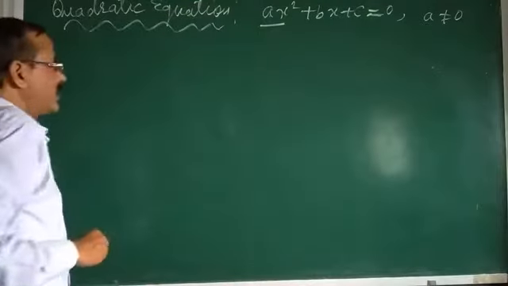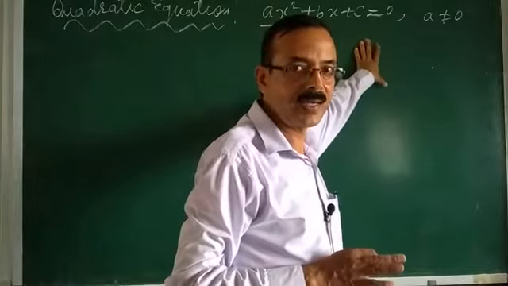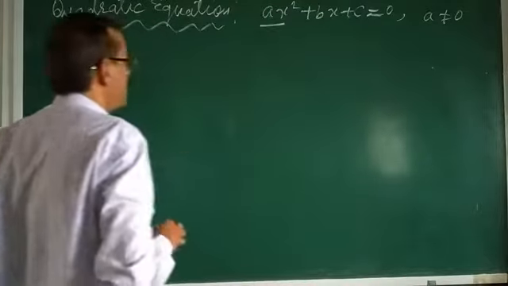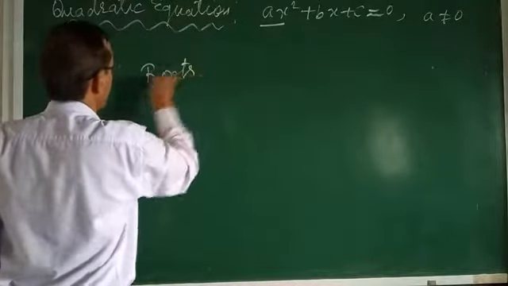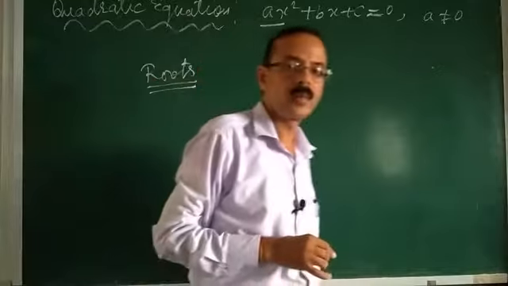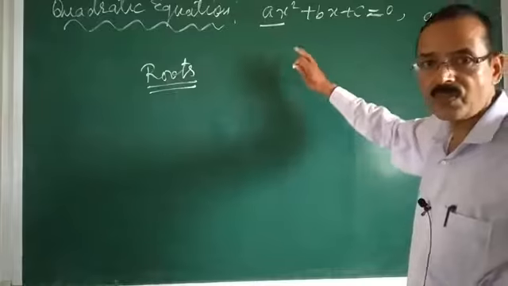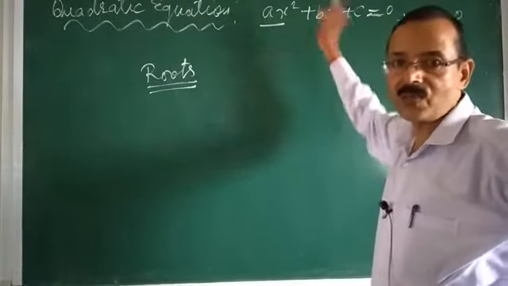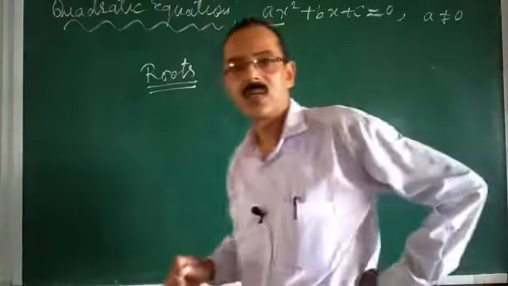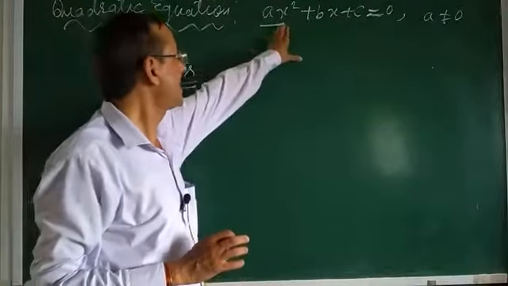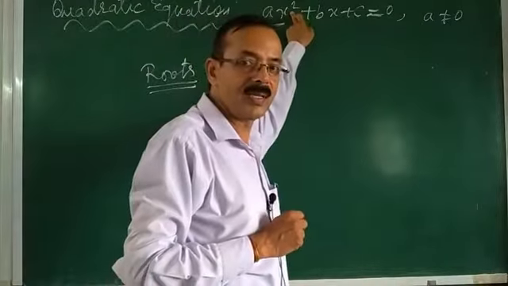Now, as you studied in previous class about this, no need to derive in this class, that you know that there will be two roots. So what are the roots? Roots are the values of the equation which will satisfy the equation, that is, the value of x which will satisfy the equation. How many roots will we get here? There will be 2 roots. Why? Because the power, the degree, is 2.